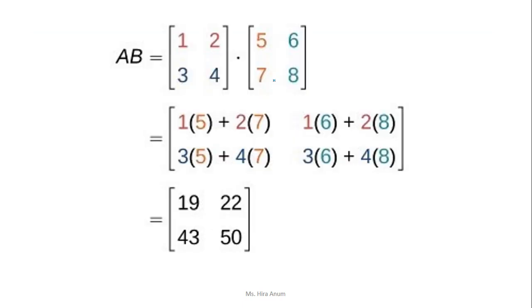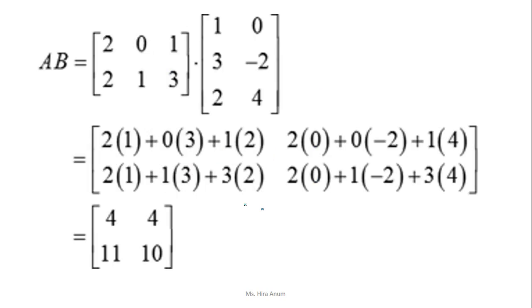A multiply B. Similarly, 1, 2, 3, 4, 5, 6, 7, 8. Multiply 1 with 5, 2 with 7, 3 with 5 plus 4 multiply with 7. Now 1 multiply with 6, 2 multiply with 8, 3 multiply with 6 plus 4 multiplies 8. Answer will be this. You have A multiply B.